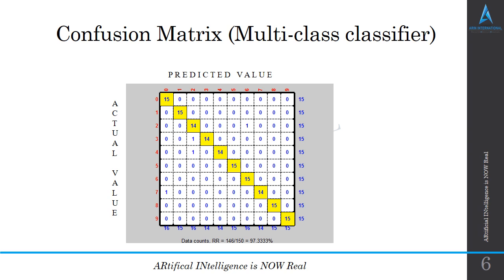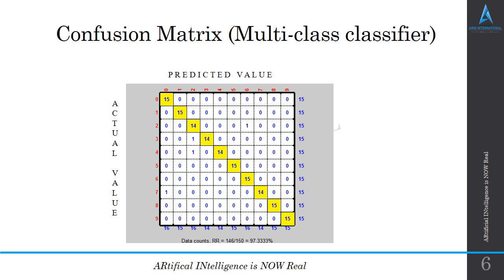For example, in the first case, for class 0, we have applied 15 test samples and all 15 are correctly classified. In the third case, in class 2, we have applied 15 test samples. Here 14 are correctly classified and 1 is misclassified as class 6. In the next case, when we apply 15 test samples, 14 are correctly classified as class 3 and 1 is misclassified as class 2. So this way the classification output is obtained for all the numerals.